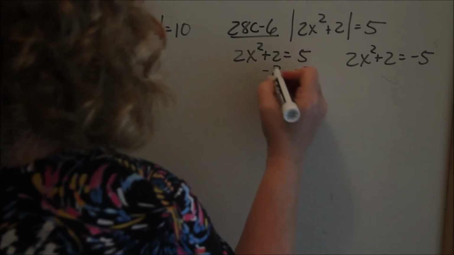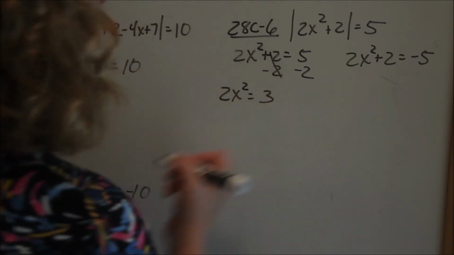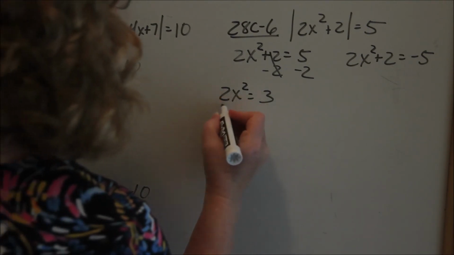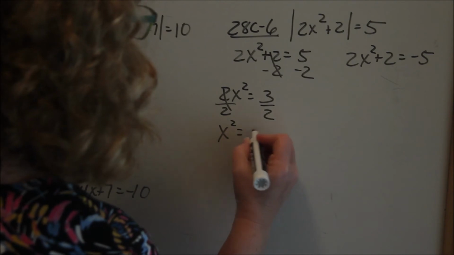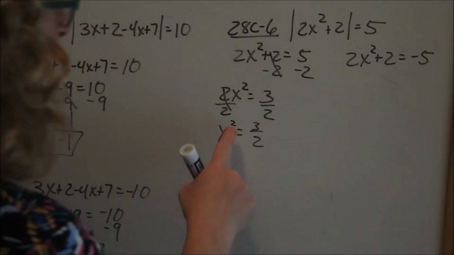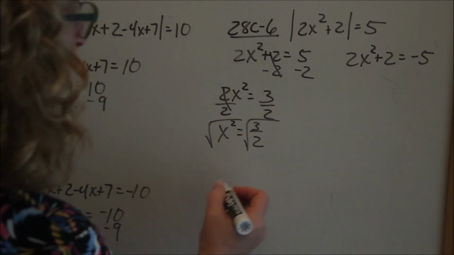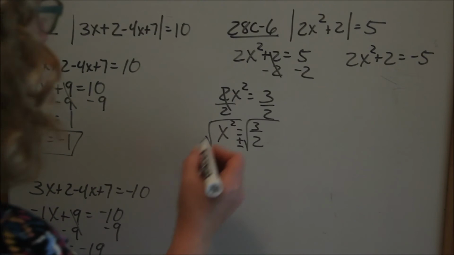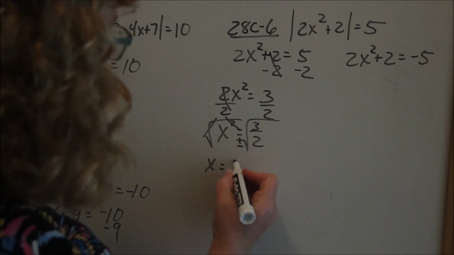Subtract your 2 over. So now you have 2x squared equals 3. To solve for x, I need to get rid of this 2 first. It's being multiplied, so I want to divide it over. So I have x squared equals 3 over 2. To get rid of the square, take the square root of both sides. Anytime you take the square root of both sides, you can get the positive or the negative answer of that. This cancels. I'm going to rewrite this as plus or minus.